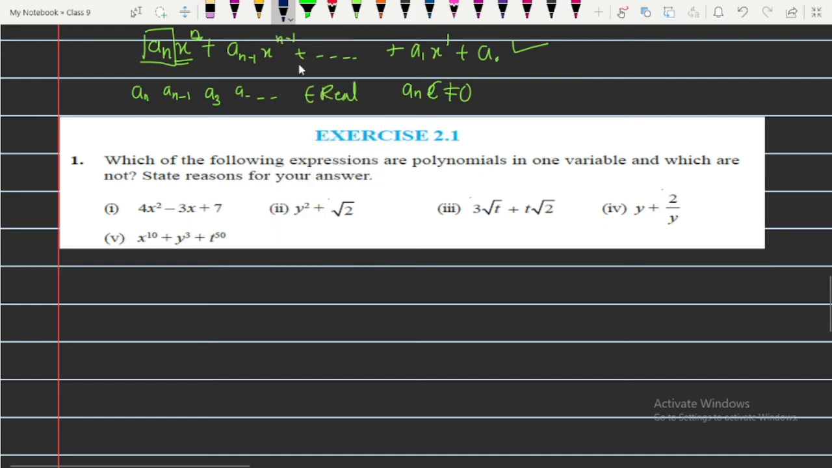So we are going to answer which are polynomials and which are not. 4x square plus 3x plus 7: it is in one variable and the power of the variable is a whole number, so it is a polynomial. It is in one variable.